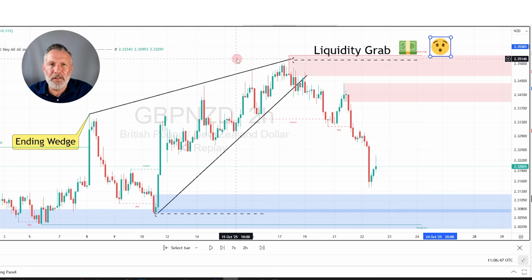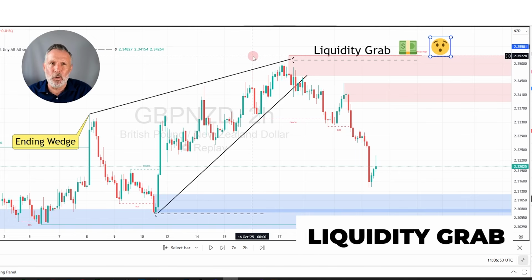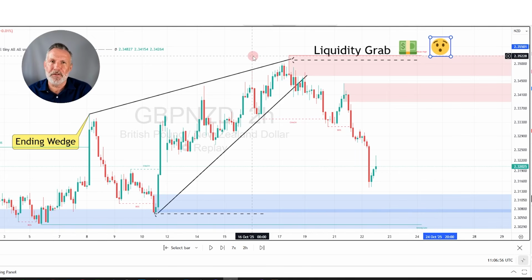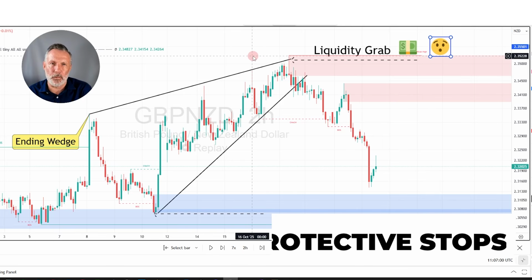It should be noted that the last break higher above the trendline resistance can be seen as a liquidity grab. It's an obvious place for retail traders to place their protective stops.